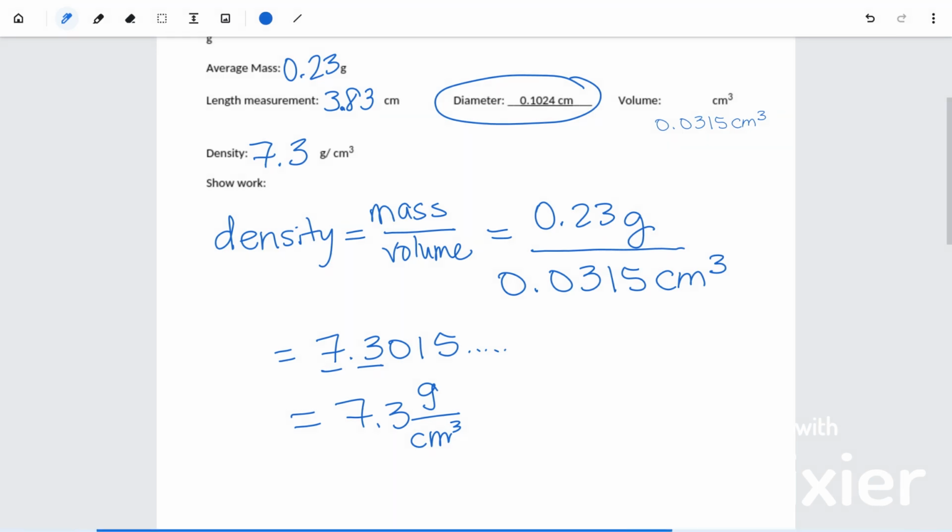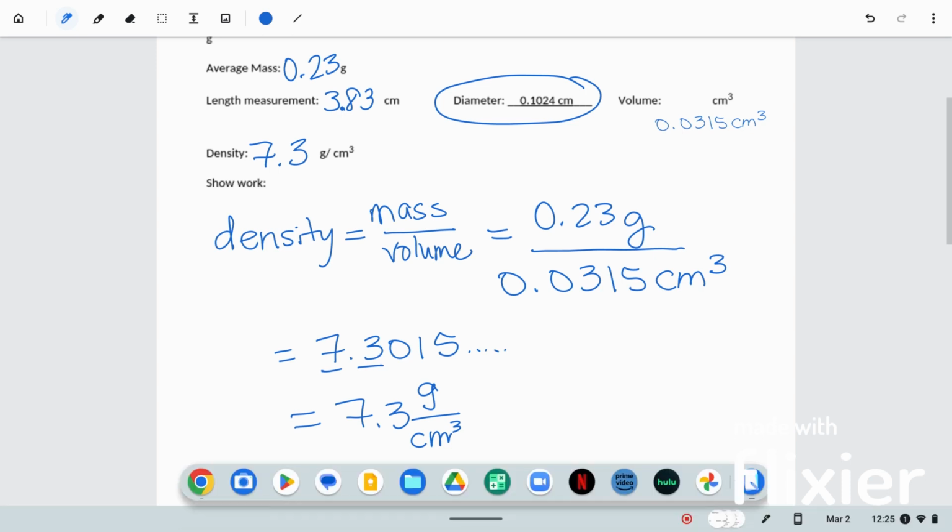And all of the work that I've gone through and showed you for calculating the average mass, the volume, and the density, you should show all of your work for all of that. And if you need to do that on another piece of paper, feel free. So I hope you feel more confident for filling out this lab report.